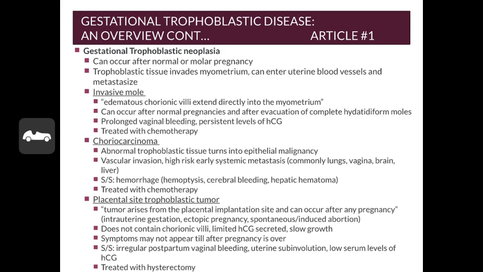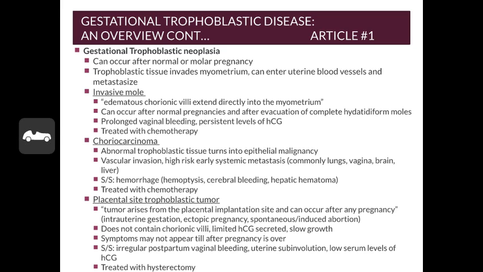Trophoblastic tissue invades the myometrium and can enter the uterine blood vessels and metastasize. It can begin as an invasive mole, in which edematous chorionic villi extend directly into the myometrium. It can occur after normal pregnancies and after evacuation of complete hydatidiform moles. Prolonged vaginal bleeding occurs, and persistent levels of HCG. This condition is treated with chemotherapy.